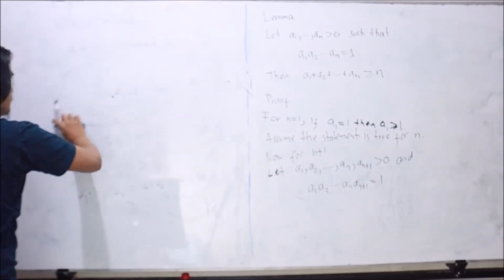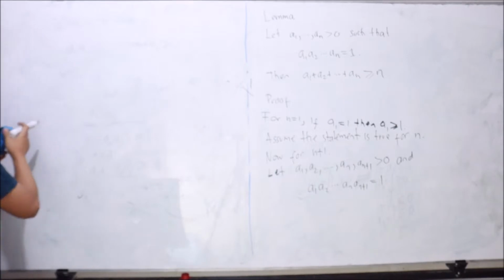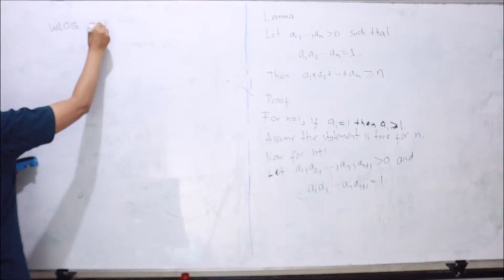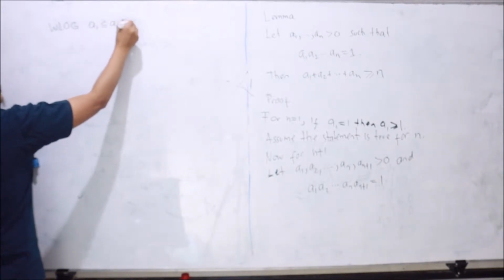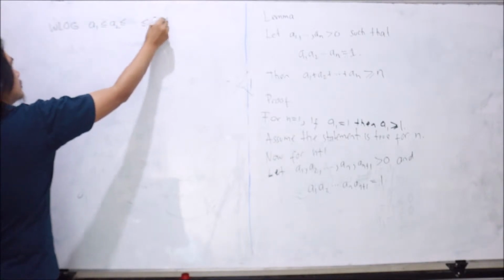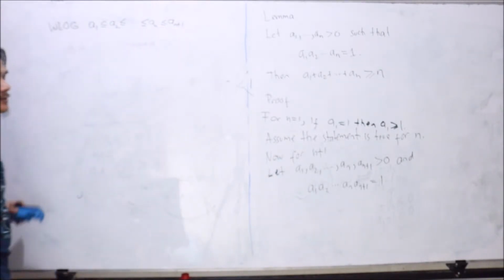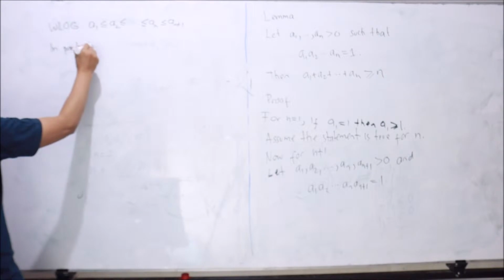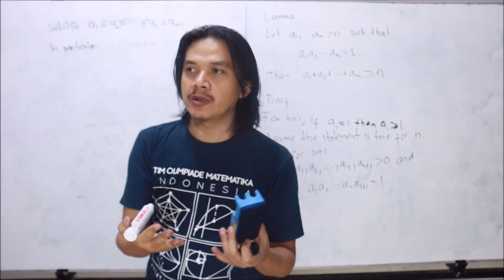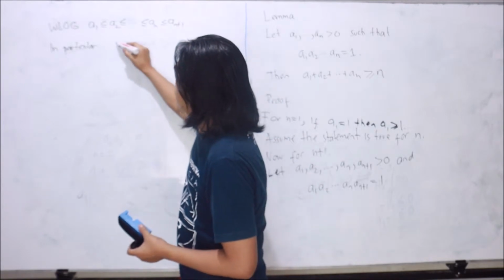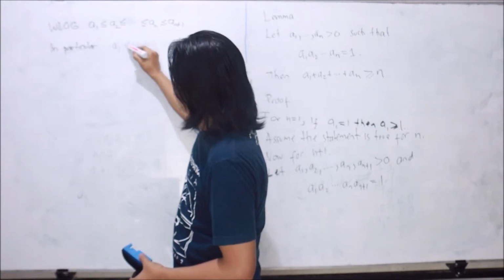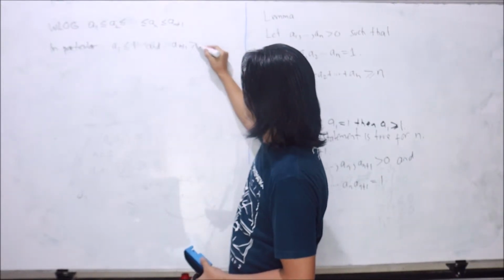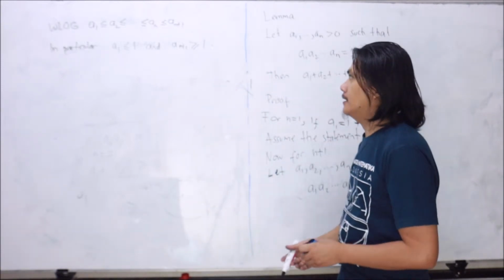Okay, so without loss of generality, we can assume that A1 is less than or equal to A2, up to an plus 1. Okay, and in particular, by similar argument that we discussed earlier, A1 has to be less than or equal to 1, and an plus 1 is greater than or equal to 1. Right? Okay.